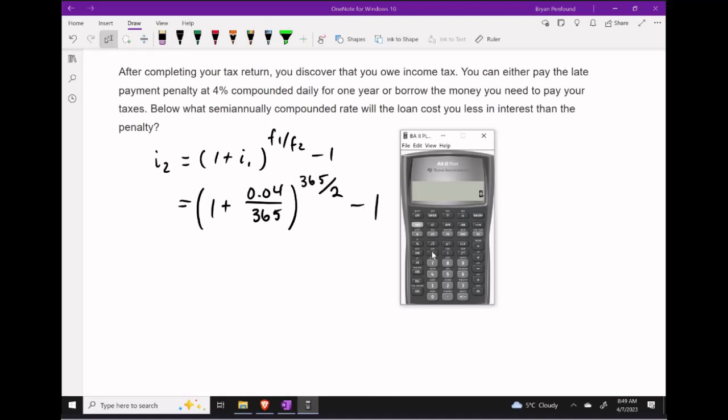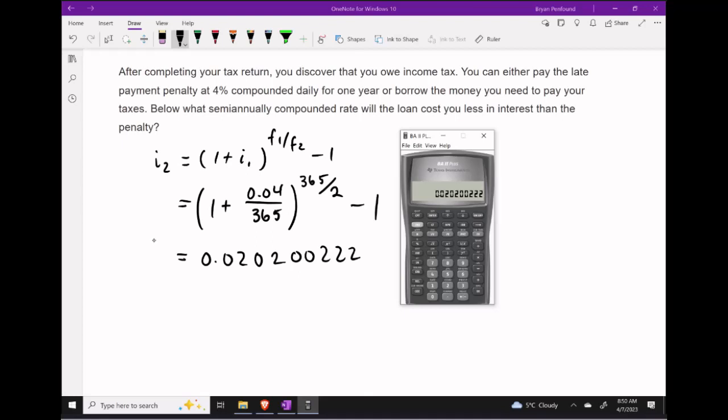And now we're in pretty good shape to put this into our calculator. Let's start with our open bracket. 1 plus 4% compounded daily. We're going to close that bracket, and then we need to get the power in, so let's go y to the x, open bracket, 365 divided by 2, close that bracket, and then we're going to subtract 1. So now we have the periodic rate that's comparable to our 4% compounded daily.